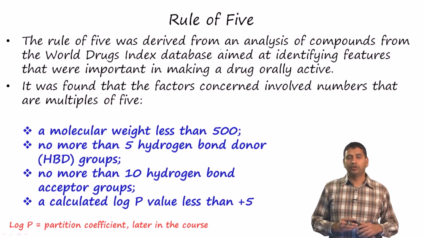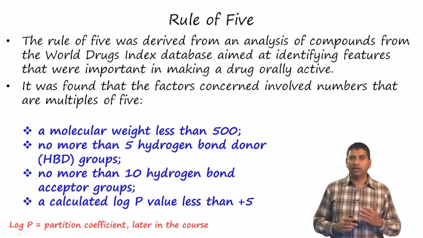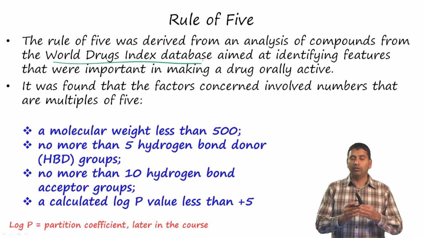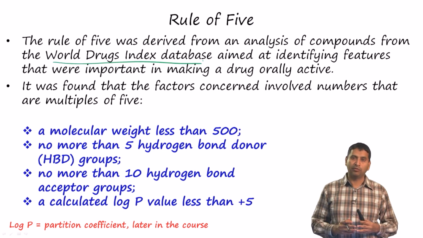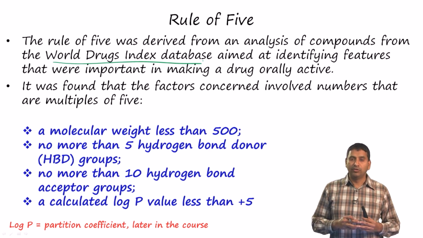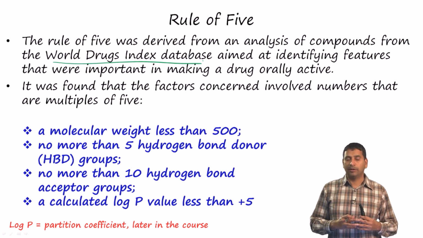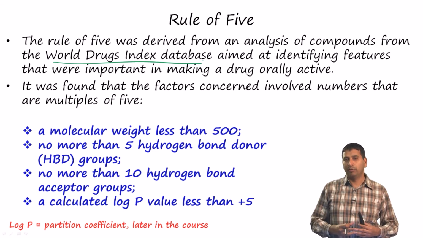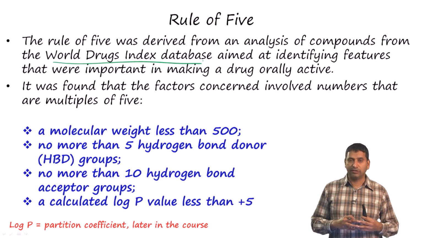So, Lipinski came up with this rule of 5. What he and his co-workers did was that they looked at the World Drugs Index database, where they had a compilation of the drugs that were used clinically, which are orally active, and using this they were able to identify certain characteristics which were common to these orally active compounds. So, if we are able to identify these common features, then it is likely that if we design a compound which has similar characteristics, then it may be orally bioavailable.